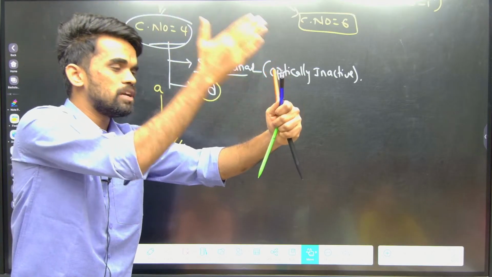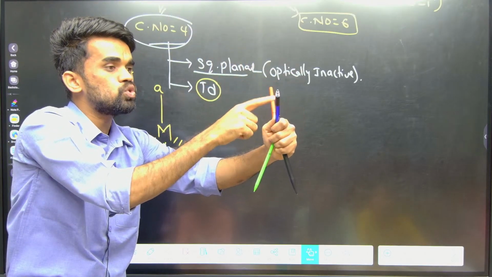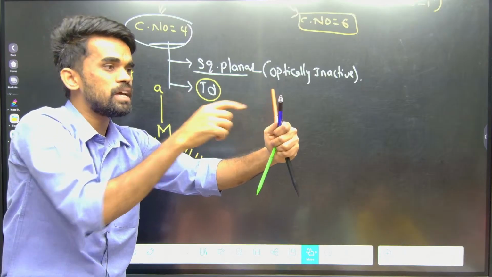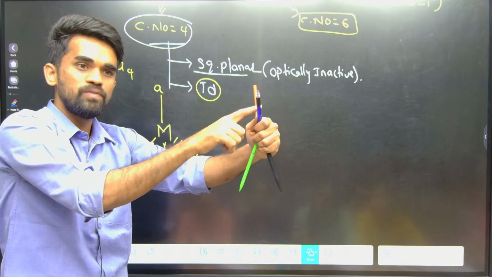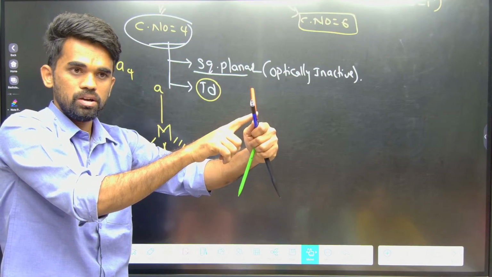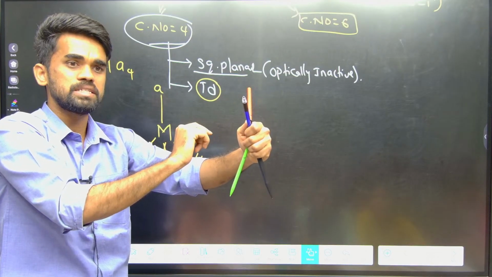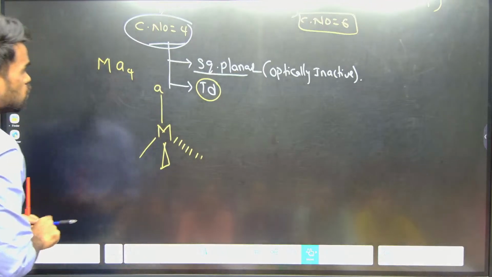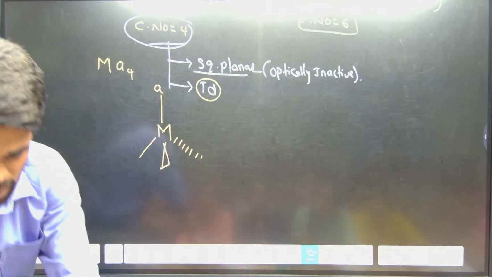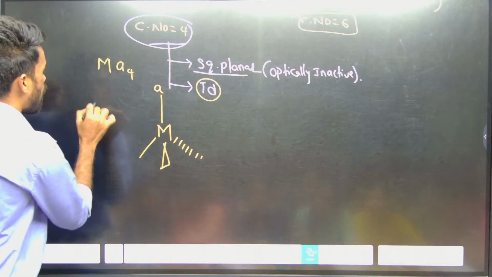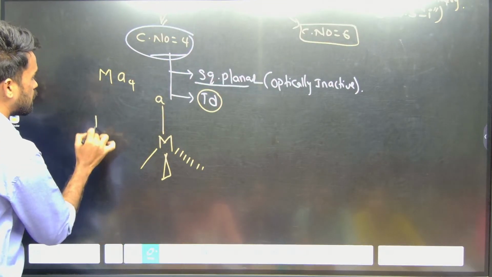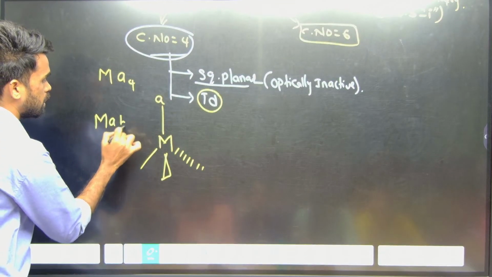Now you are dividing into 2 equal halves. But are these 2 groups same? If they are same, we can say it has 2 equal halves. If they are different, plane of symmetry is not possible. So optical isomerism is exhibited when all 4 groups are different, like M, A, B, C, D.